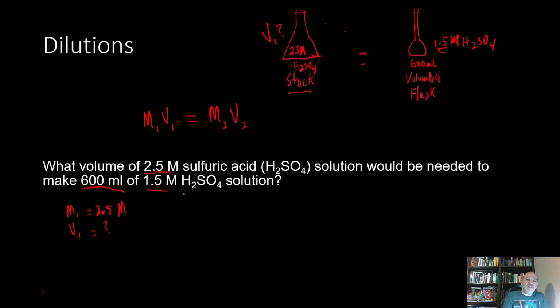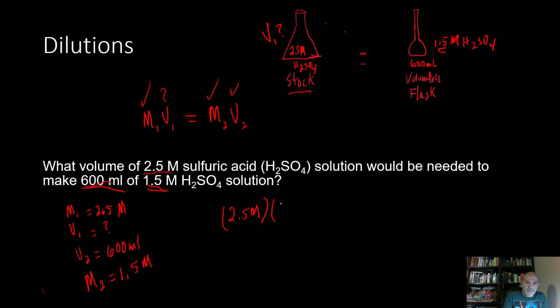Okay. So what else is given here? We want to make 600 milliliters of our new solution, the diluted solution. And again, we can keep those units. And we want it to be at a new molarity or concentration of 1.5 molar. And then all we've got to do is use this equation. We don't know volume 1. We do know the initial molarity of the stock. We know M2 and we know V2. So all we're going to do is substitute into that equation. 2.5 molar, V1 is the unknown.